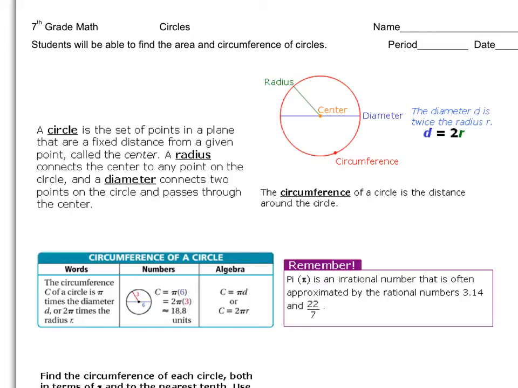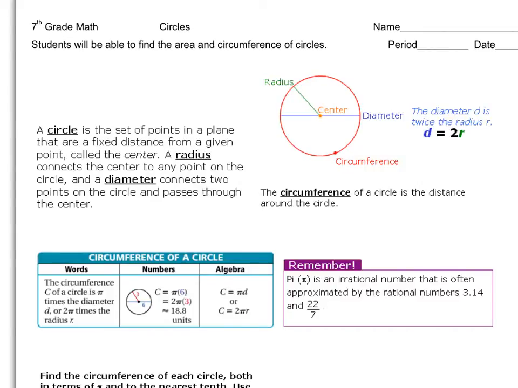Okay, so today we're going to go on to area and circumference of circles. A circle is a set of points in a plane that are a fixed distance from the center, from a given point called the center. The radius connects the center to any point on the circle. So if you look at the picture here, the radius goes from the center to the outside.